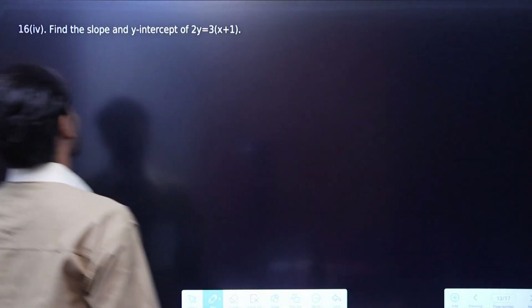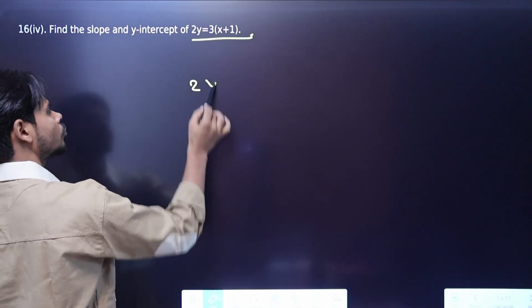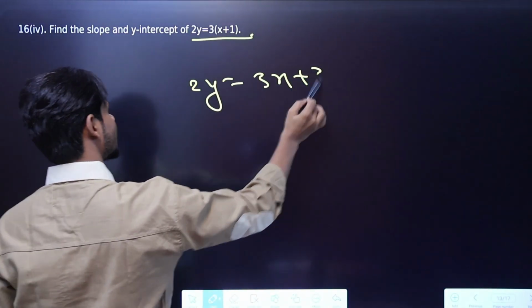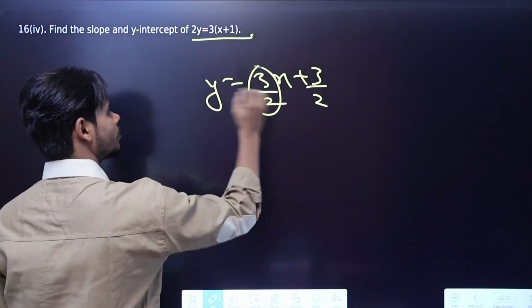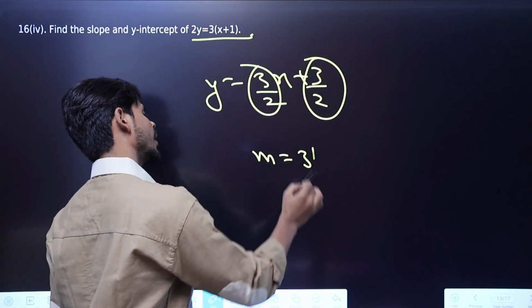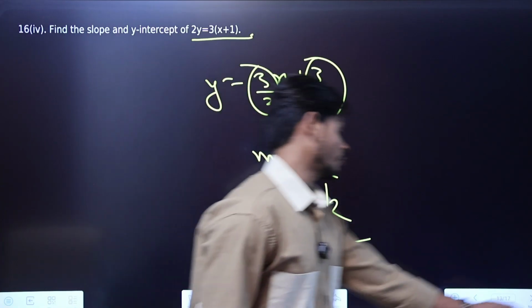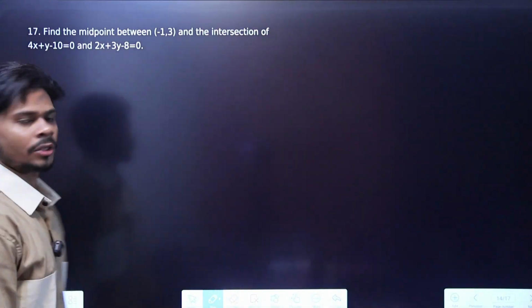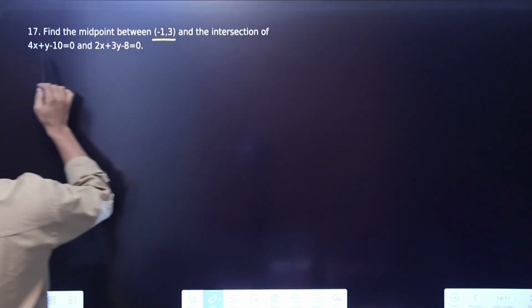Next. Again same thing. So again I am going to do the same thing. So it will become 2y is equal to 3x plus 3, or send this to the right hand side, it will become 3 by 2, 3 by 2. So 3 by 2 is the slope and 3 by 2 itself is the y-intercept, right?